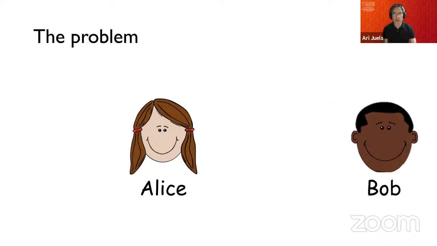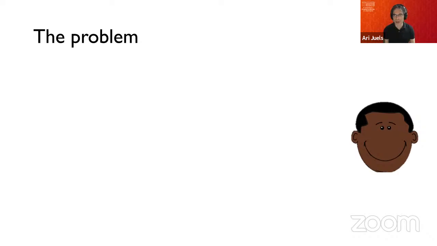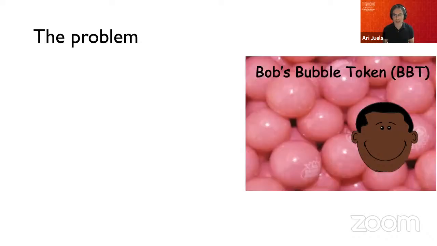Let's imagine we have our two canonical characters here, Alice and Bob. And Bob in particular has created a new token called Bob's Bubble Token that he would like to sell in an initial coin offering.